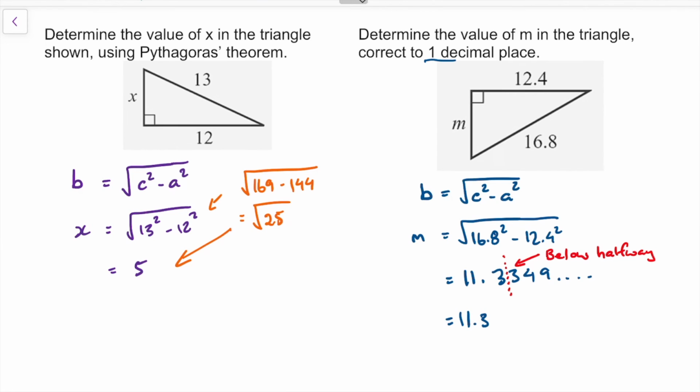No units of measurement in this one, so it can just say either as units or just the number itself. And that's it. That's how you do it. Very similar to the previous video. Don't need to put too much effort in for these ones.